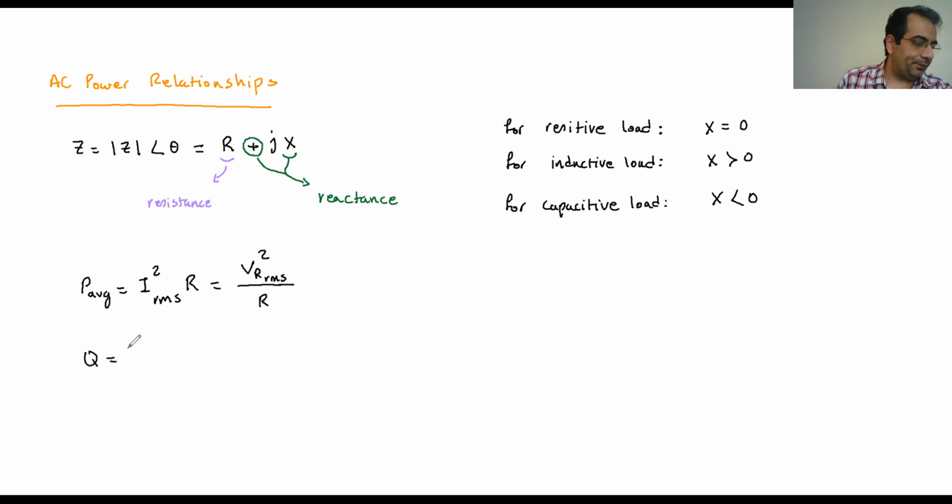So again, the Q is going to be I RMS squared times X, and the same here we can write it similar to what we have here: the voltage of whatever the impedance is, inductor or capacitor, the RMS value of that to the power of 2 divided by the X. Remember that in both of these two cases, keep the sign.